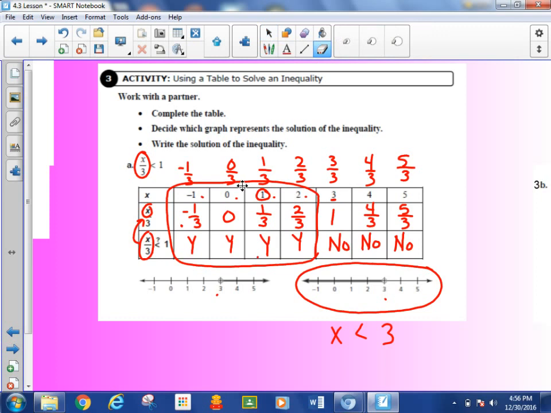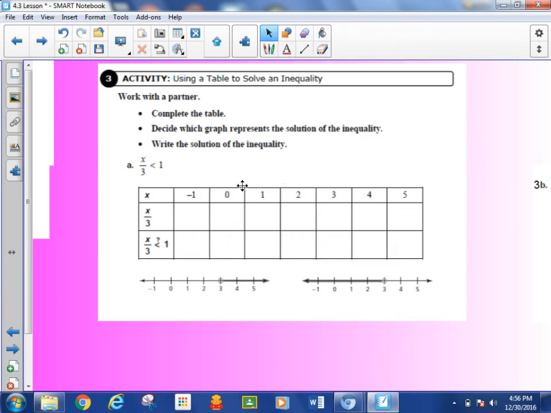Okay, so you're going to go ahead and work your way through letter B on your own. When you get finished, you can go ahead and check the answer key out of the folder to make sure that you are understanding how to work through that. Good luck with this one.